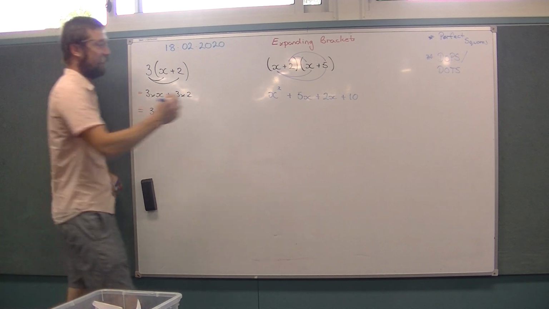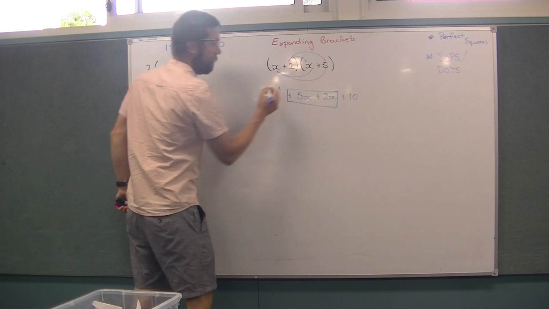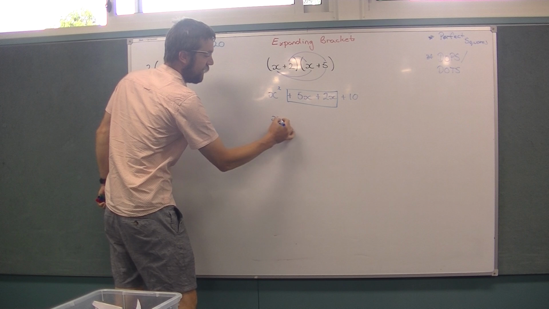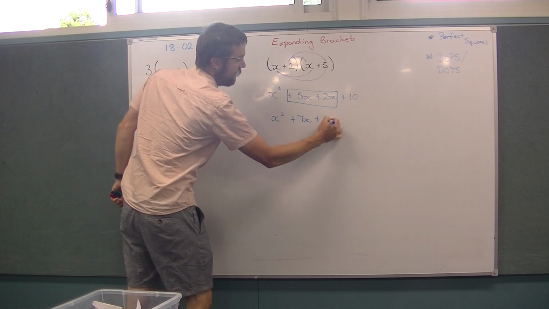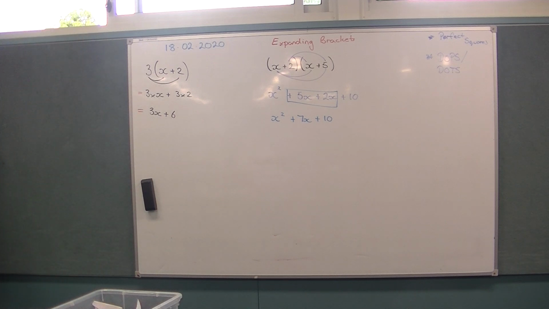Good use of terminology. Collect like terms. So x squared doesn't have a like term, 5x and 2x become 7x, and 10 doesn't have a like term, and you have a quadratic. I was going to say factorise it, but don't worry, we'll just go expanding today. That will be the next step, that we could go back to the factors.